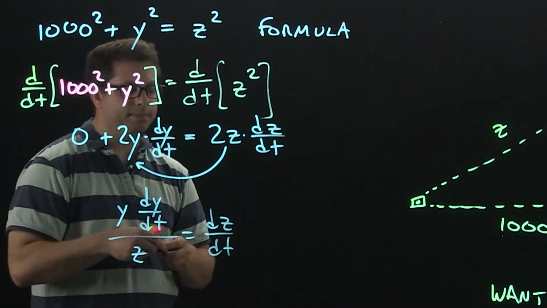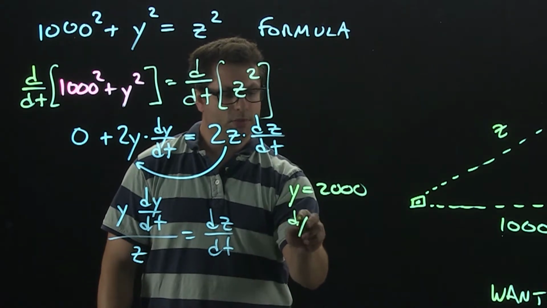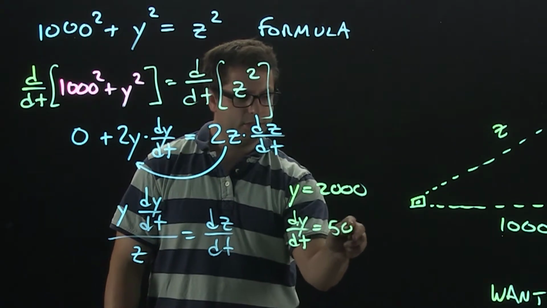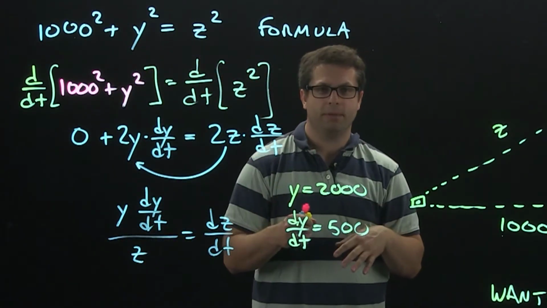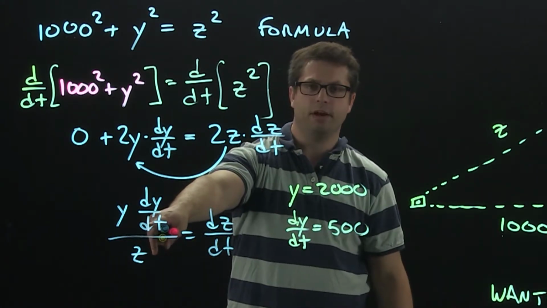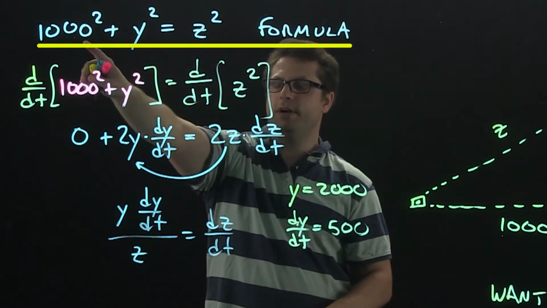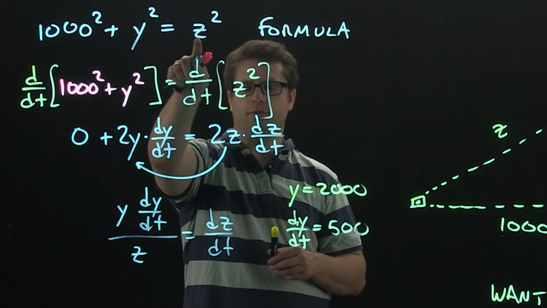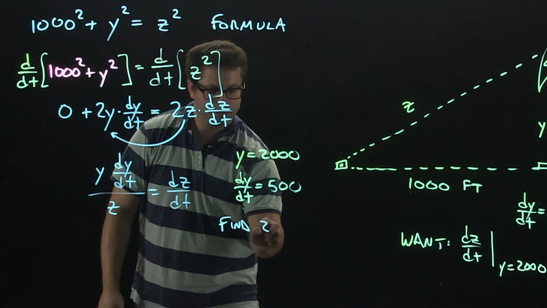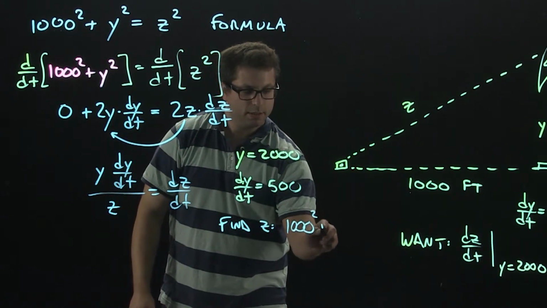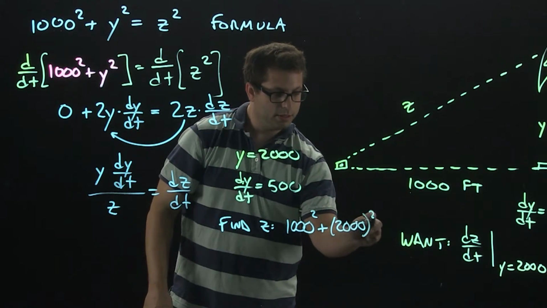We know y is 2,000, we know dy/dt is 500, but I don't know z. So we have this rule: if you are setting up a related rate problem, you differentiate, and then you still have some variables without values, go back to the original formula up here, and once you plug in all the variables, you should be able to find the missing one, which for us is z. So to find z, we have 1,000 squared plus y, which is now 2,000 squared, is z squared.